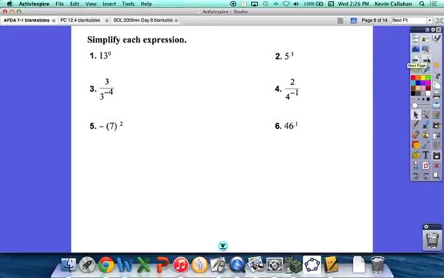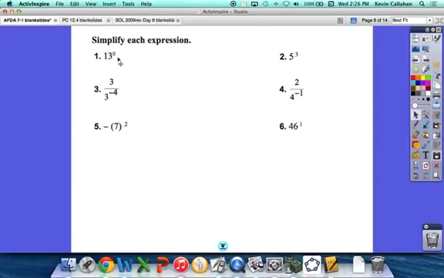If you remember last time we were doing, what is it? How do you simplify when you raise something to the 0 power? What does that always equal? 1, not 0. Right?